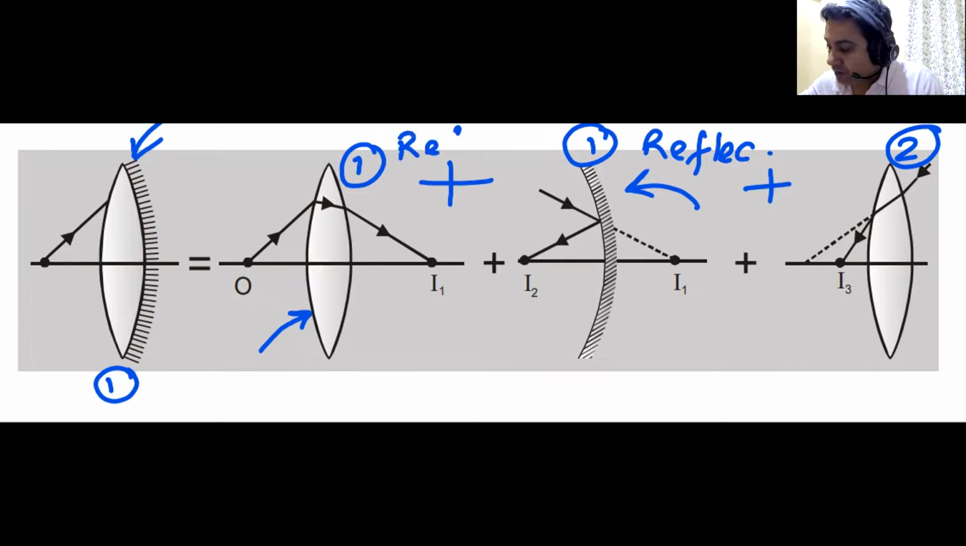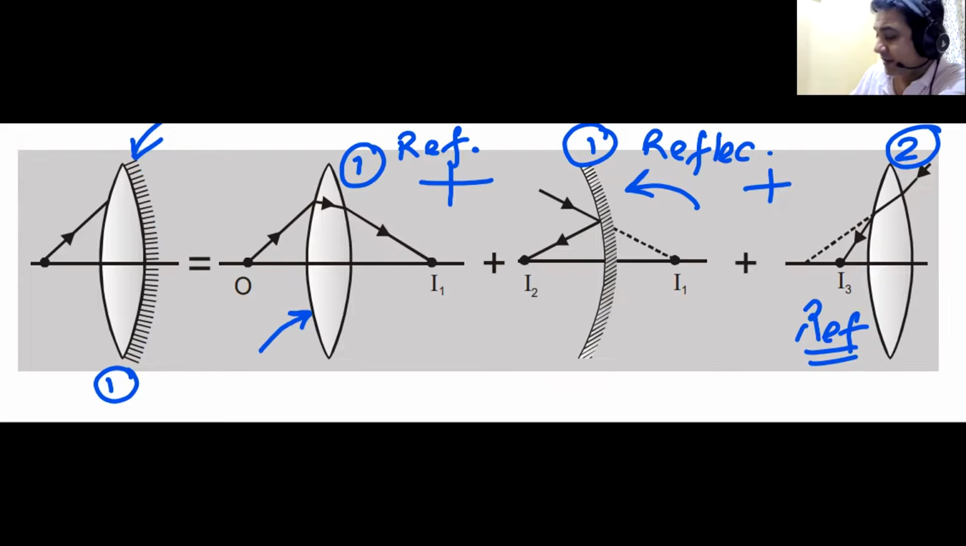First of all, the ray will get refracted from the lens, then it will get reflected from the mirror, then it will again get refracted back through the lens. So there will be two refractions and one reflection. Do we understand this? Yes, sir. Please draw this diagram and then we will write the formula for this particular case.